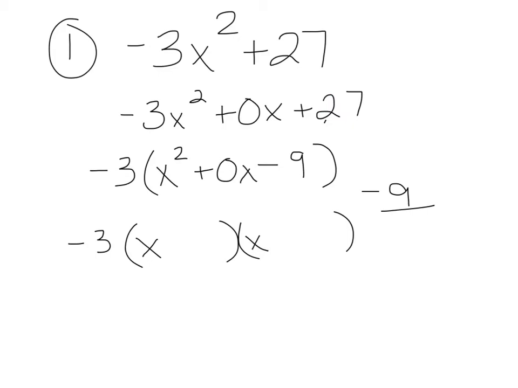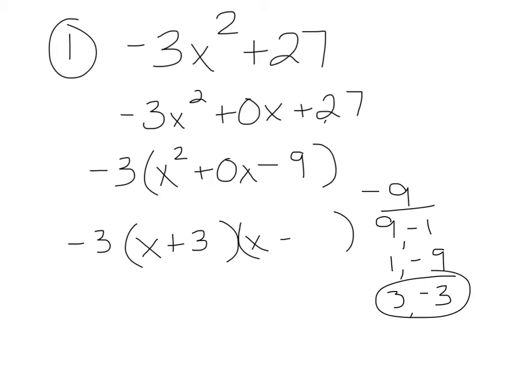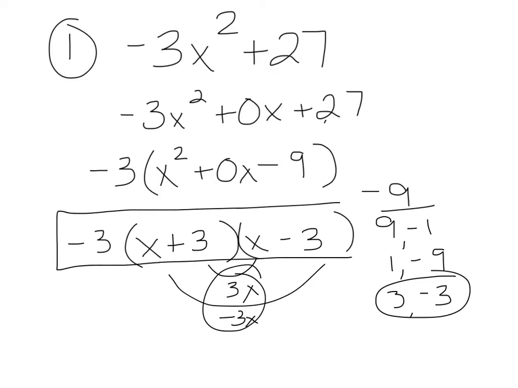So we have 9 and negative 1, 1 and negative 9, or 3 and negative 3. Now this is the pair that's going to add up to 0, so we're going to go plus 3 in one, minus 3 in the other. You can double check your answer, make sure 3x and negative 3x equals 0. Or do the whole problem again, but this would be your answer.